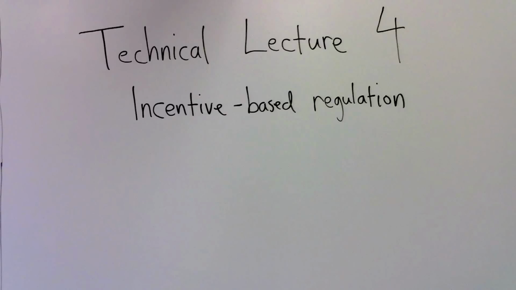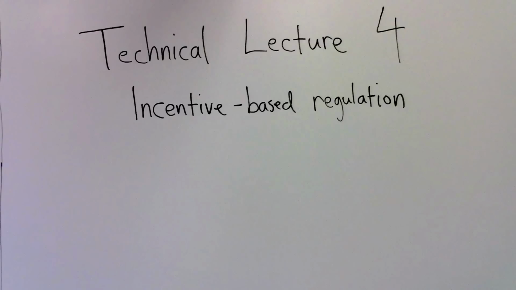Welcome to the fourth technical lecture for the political economy of the environment. Today we're going to explore incentive-based regulations, which use markets to reduce pollution and minimize control costs. We'll discuss why economists often prefer these types of environmental regulations, as well as some of the drawbacks of incentive-based regulations.